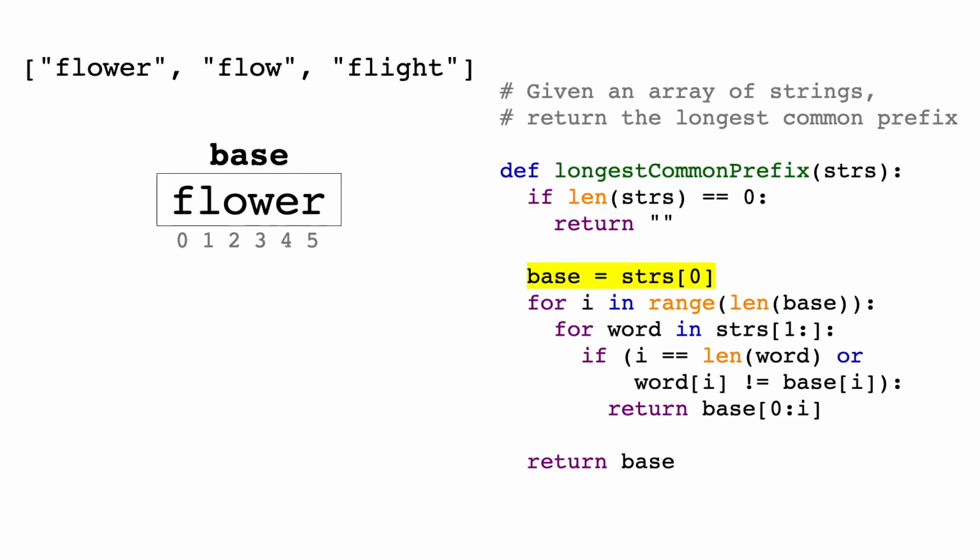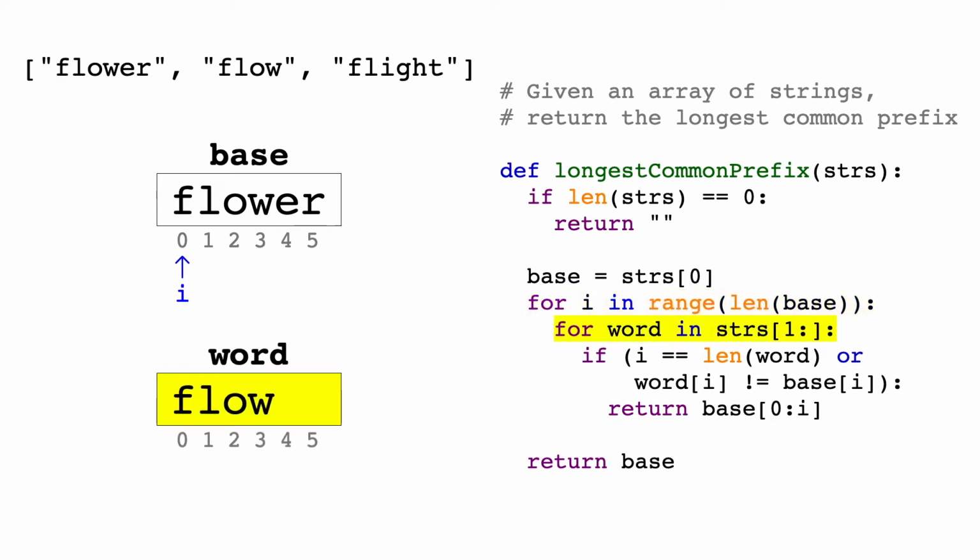We'll then enter a loop that will traverse through each letter of the base word using the counter variable i, which will be the index of each character in the string. We'll then enter an inner loop, and this loop will use a variable called word to traverse through all the different words in the array. This part here means that we'll start from index 1 of the input array, in other words, the second word in the array. This is because we're already using the first word in the array as the base word, so we don't need to compare it to itself.